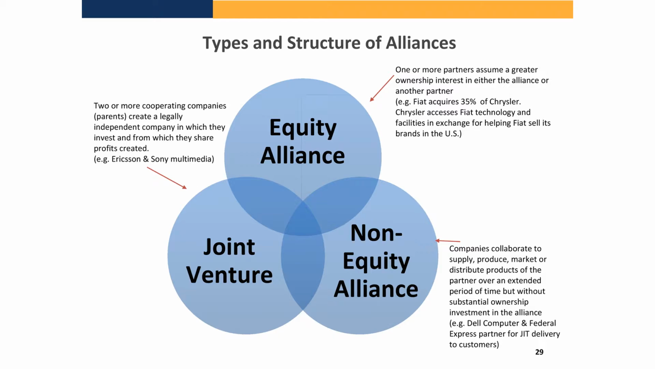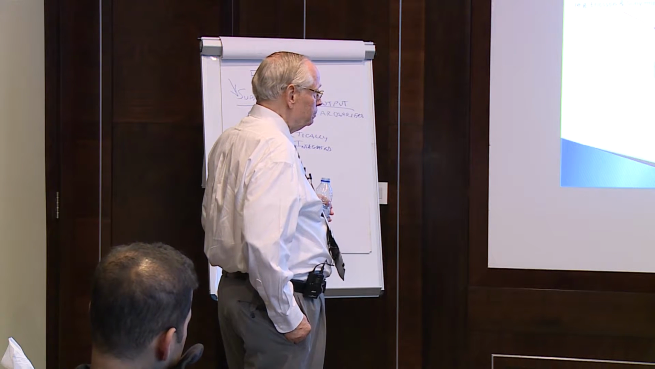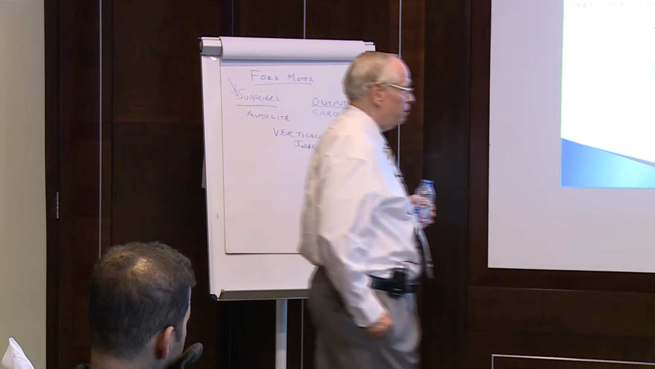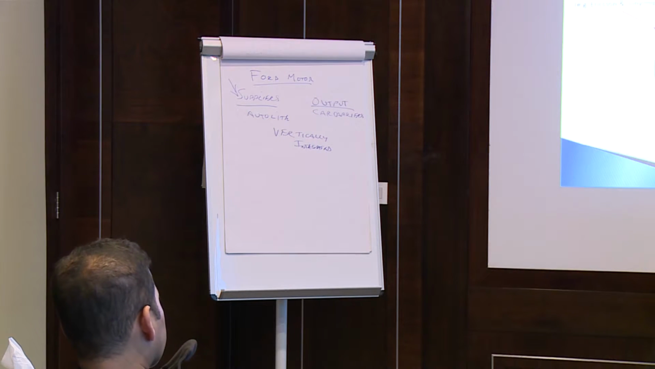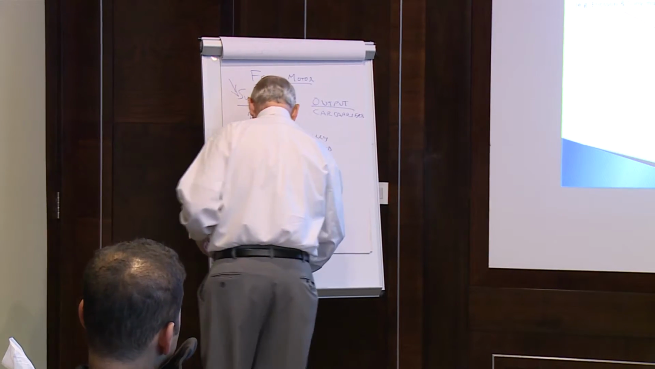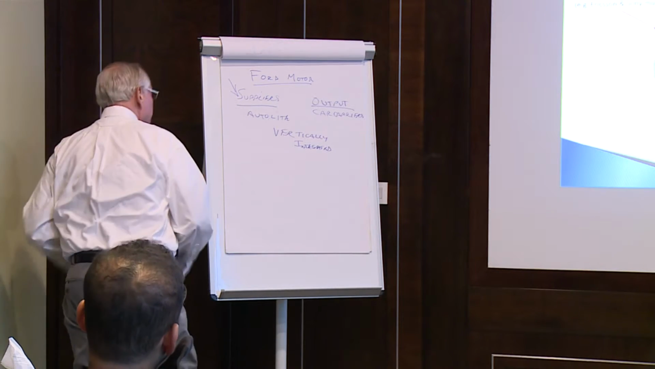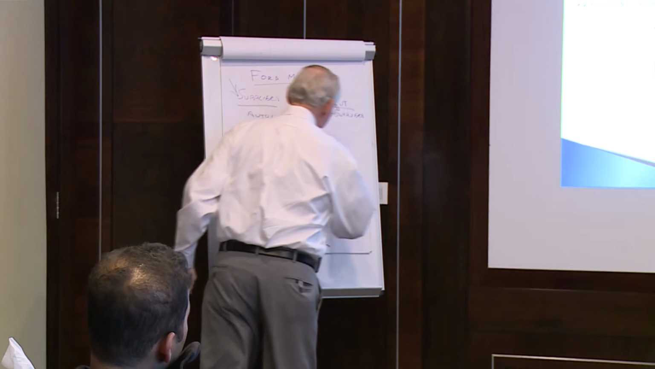Companies collaborate to supply, produce, market, or distribute products of the partner over an extended period of time, but without substantial ownership investment in the alliance. The example: Dell Computer and Federal Express partner for just-in-time delivery to customers. Now, Dell had a very brilliant marketing strategy.